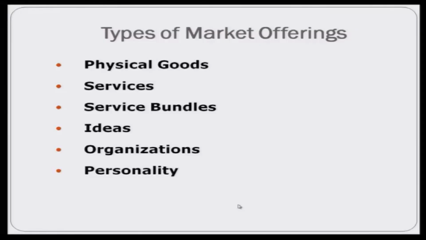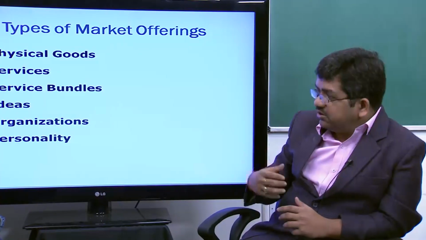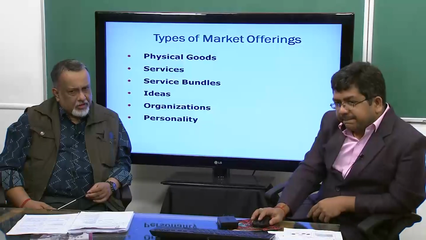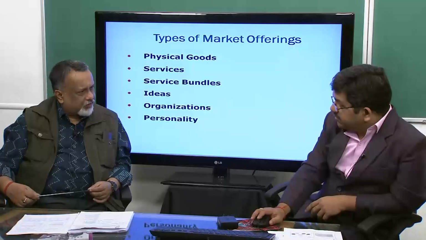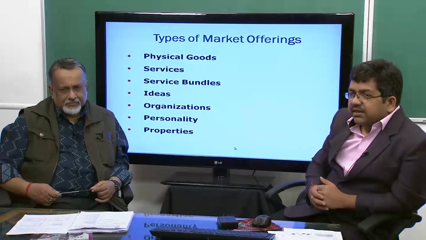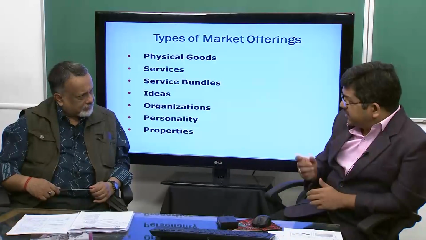Then there is one more type of offering, the personality offering, like famous personalities being marketed. All the cricketers or politicians are marketed to organizations for the endorsement of their products and services, or marketed to the voters for getting elected. And the last type of market offering is properties.